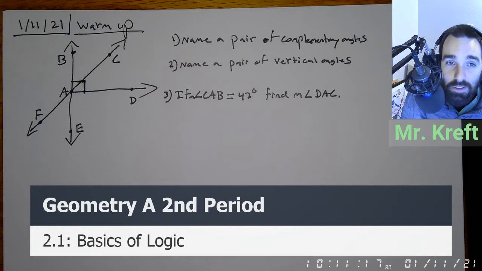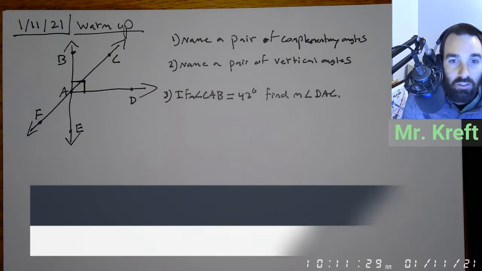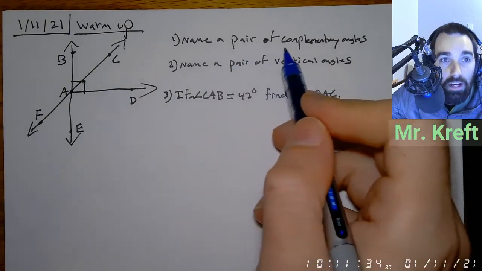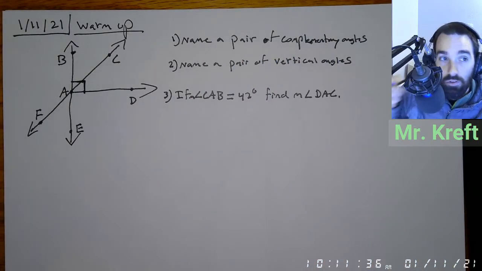We have an exciting day today, guys. We're leaving chapter 1, so we're leaving the basics of geometry and we're going into the basics of logic, which I think you guys will find really different than algebra. So hopefully we're going to have fun with that. All right. So the first thing we're going to do is name a pair of complementary angles.